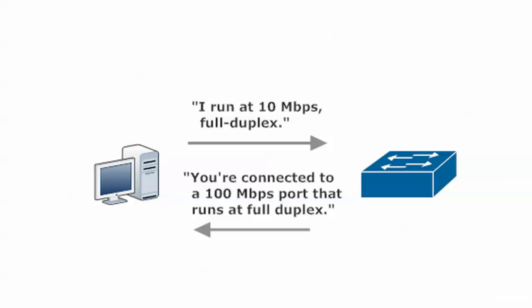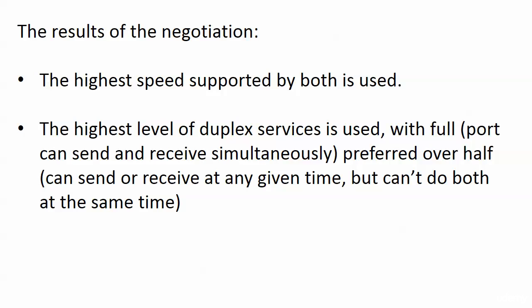It could go a little something like this. The switch port says, hey, you are connected to a 100 meg port, runs at full duplex, it's Fast Ethernet, fantastic service, you're going to love it. And the host has to say, wait a minute, I'm running at full duplex too, but I only run at 10 meg. So they're going to have to come to an agreement on that speed, even though they agree on duplex.